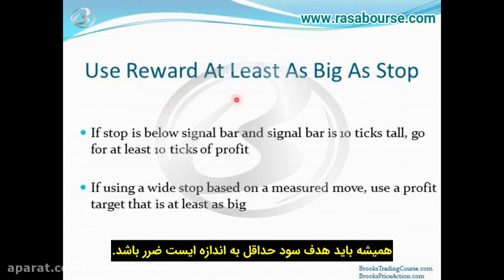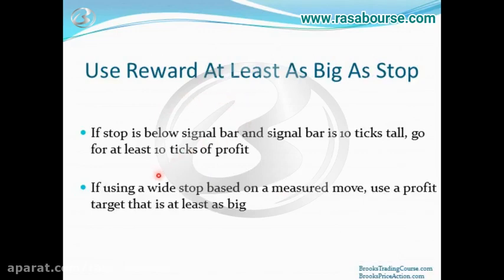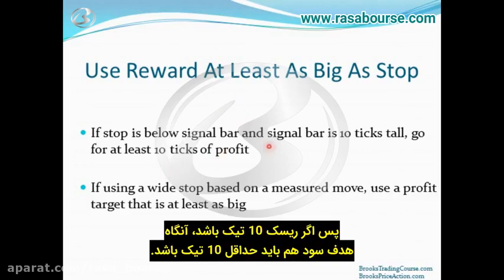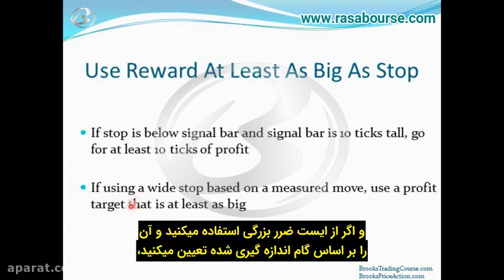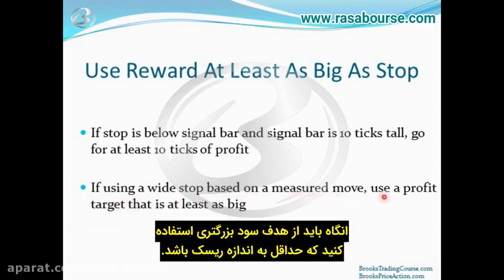You always want your reward at least as big as your stop. So if your risk is 10 ticks, you go for at least 10 ticks of profit. And if you're using a wide stop based on a measured move, you have to use a wider profit target at least as big as your risk.